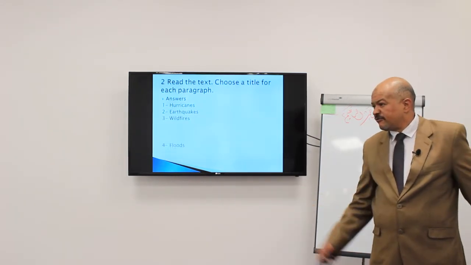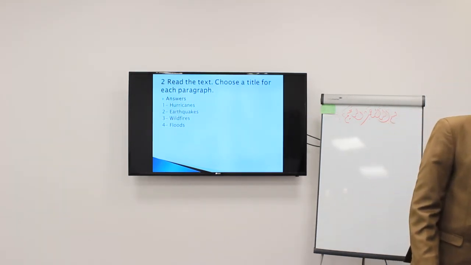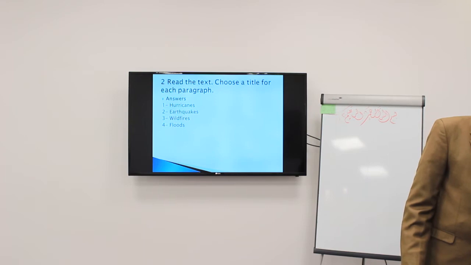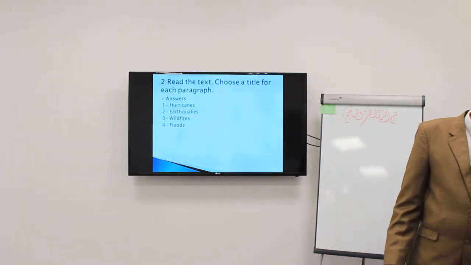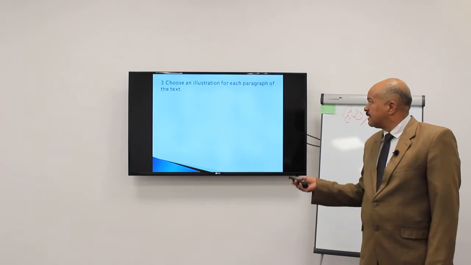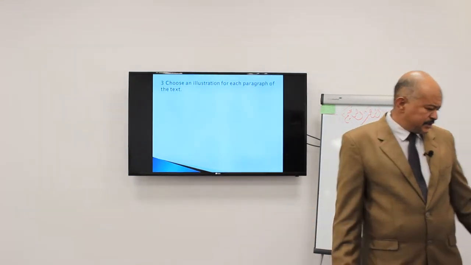Wildfires. And paragraph number 4, floods. Now, if you go to task number 3, you see there are 4 pictures. Choose an illustration for each paragraph of the text. Illustration means drawings or charts or pictures to give more explanation or detail about a topic.